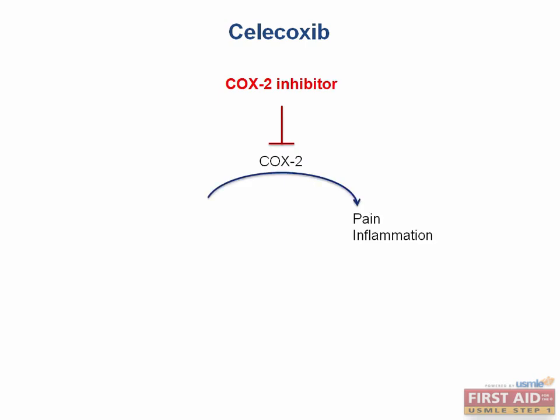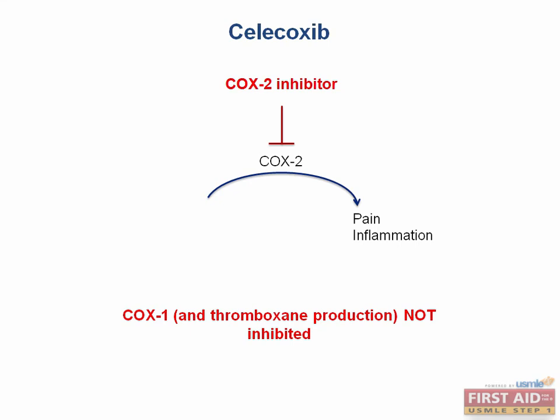COX-2 is also the isoform that's thought to be more responsible for inflammation and pain anyway, so it's the more important one to block regardless. What about the effects on platelet function? Well, celecoxib does not affect thromboxane production. Now, why is this? Well, because thromboxane production is dependent on COX-1.